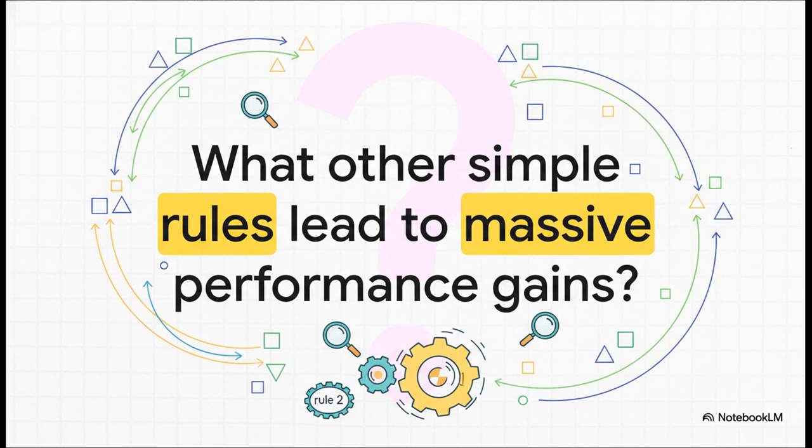So the big takeaway here is that sometimes two small, clever rules can make all the difference in the world, turning a problem from impossible to totally manageable. And it kind of leaves you with a question, doesn't it? What other simple rules like these are out there in computer science, just waiting to unlock huge performance gains?